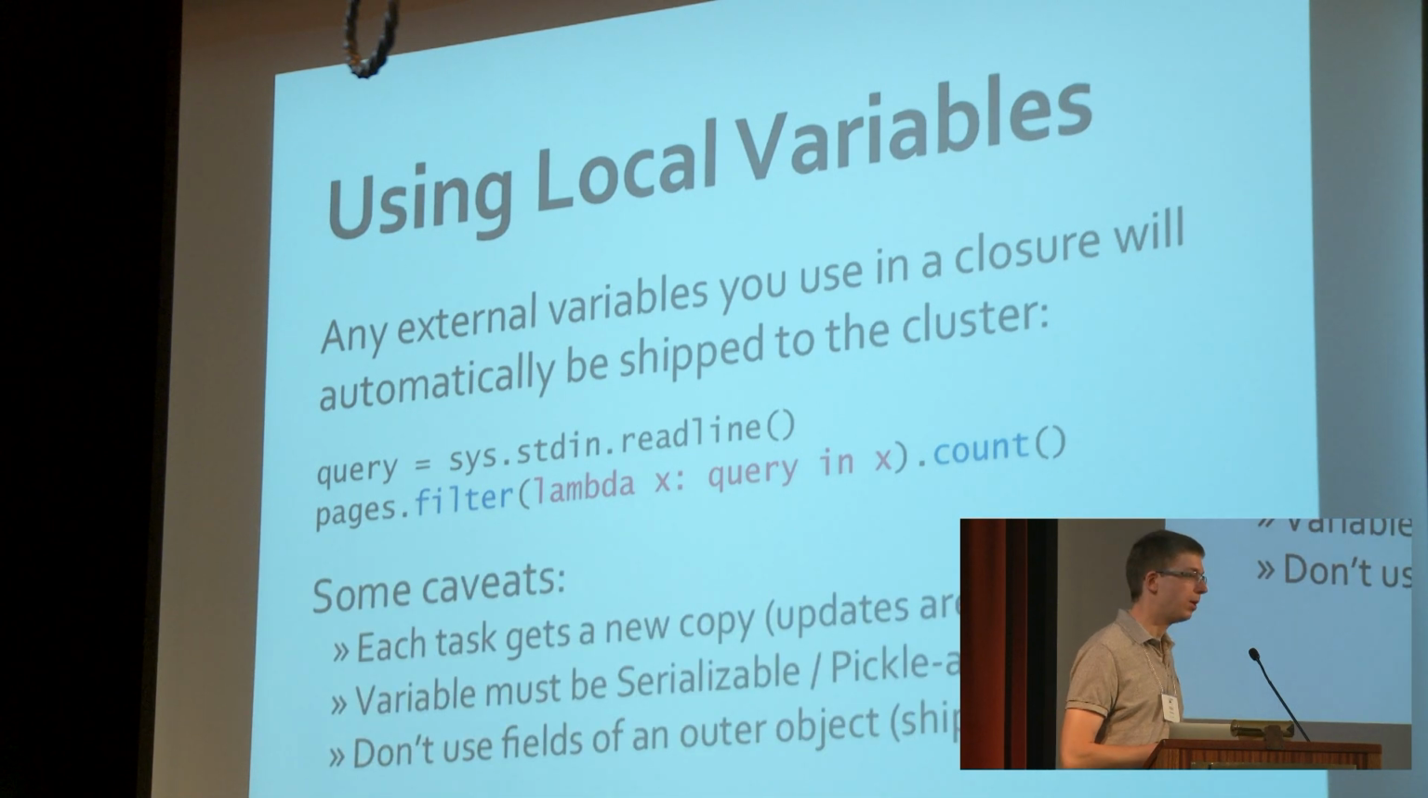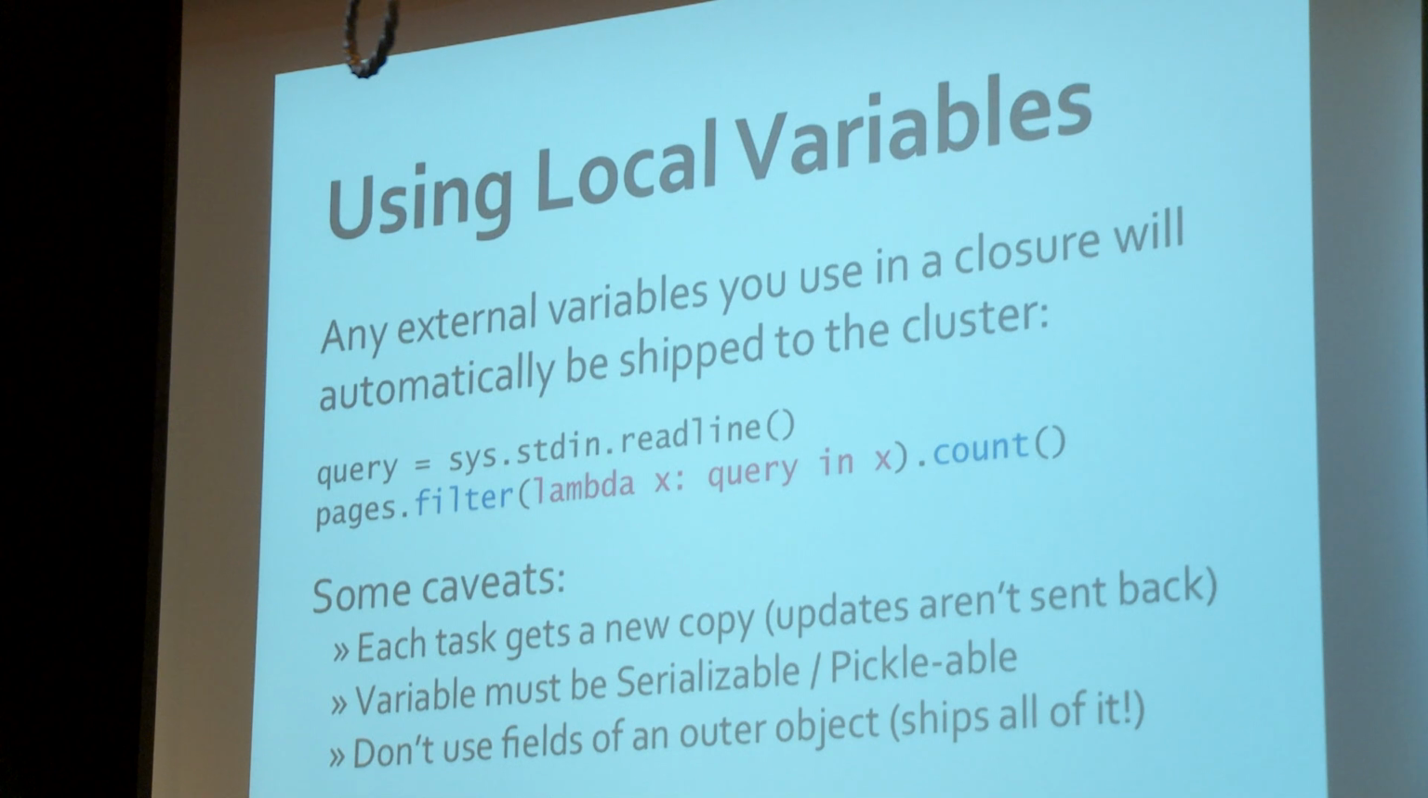There are, however, some things to be aware of. One is that each task gets a new copy of the variable. If you update the variable in the task, we're not going to magically send it back and synchronize it with the program. It would be really expensive to do that. So you can think of these as becoming read-only once you've used them inside a closure. Because the variables are sent across the network, they also need to be serializable for Java or pickleable for Python. Most of the built-in types are, but if you make a custom class, you'll have to make sure it supports being sent across the network.